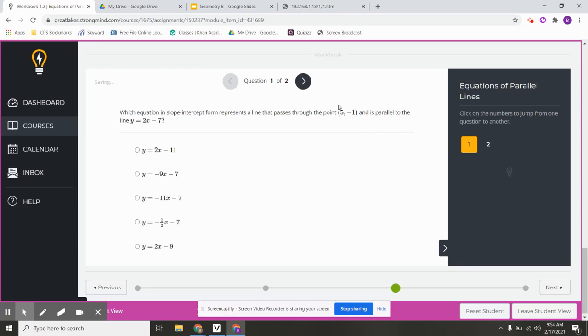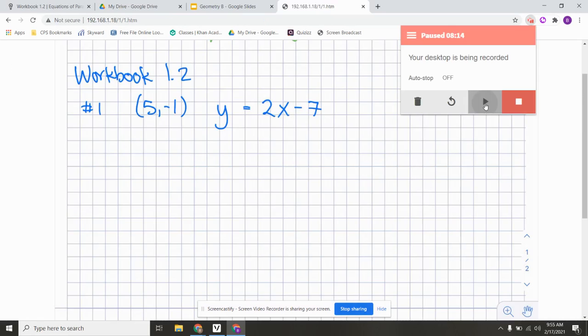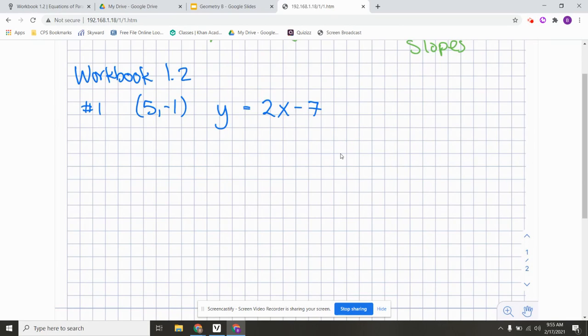First, I'm going to write down the point and the equation. Okay, so I wrote down the point and the equation. So I know that in order for these to be parallel, they have to have the same slope. So I'm going to put here same slope. So we start by writing y equals 2x, but the difference is we don't know what that y-intercept is. We know it cannot be -7 or else it'd be the exact same line. So I'm going to put plus b. Now our goal is to find the b.